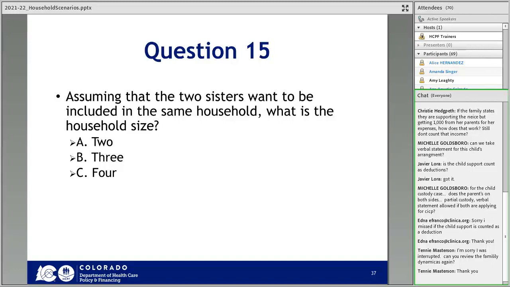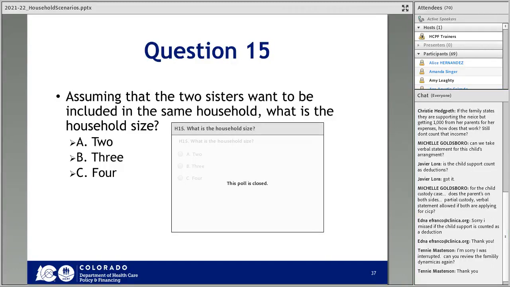All right, so 15. Assuming that the 2 sisters want to be included in the same household, what's the household size?